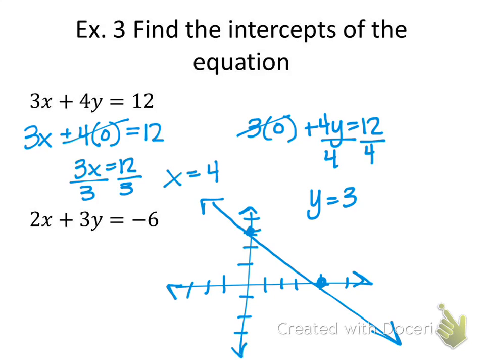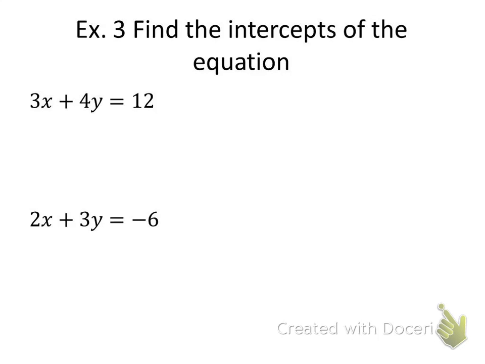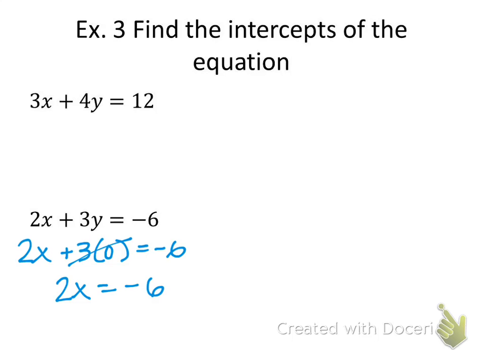So let's do this next one together. If I want to find the x-intercept, Dominic, what am I plugging in and for what variable? 0 for y. Perfect. All right, let's do that. 2x plus 3 times 0 equals negative 6. 3 times 0 is 0. So then I know all I need to do is what, Danielle, to solve for x? And what would I do when I get 2x equals negative 6? Divide by 2. Perfect. And Tommy, what is my x-intercept? Negative 3.